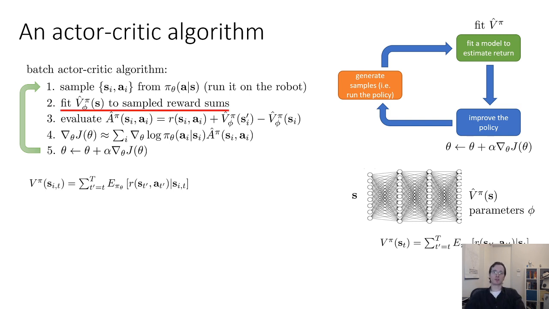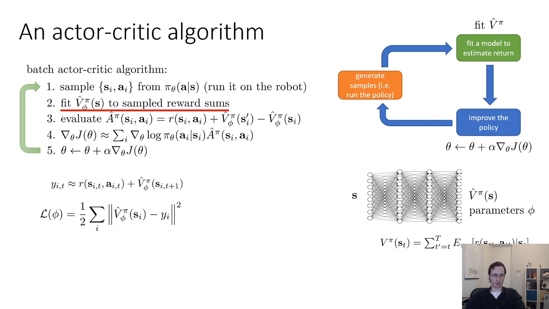So you can fit your value function to sampled rewards. You can do it using Monte Carlo, but it's better to do it using bootstrap, so that'll work better. And you fit them with mean squared error, and then you use them to estimate those advantages.